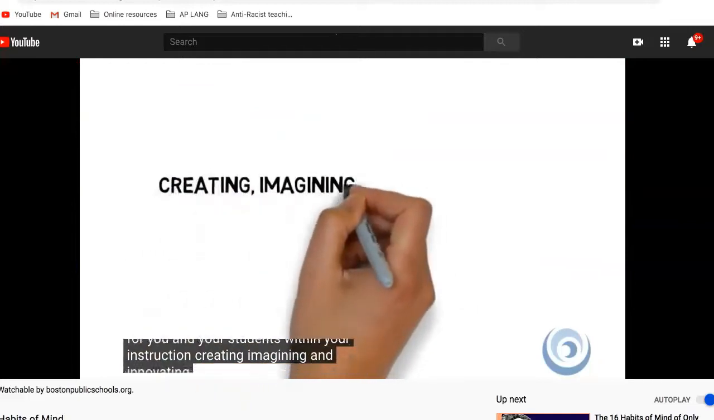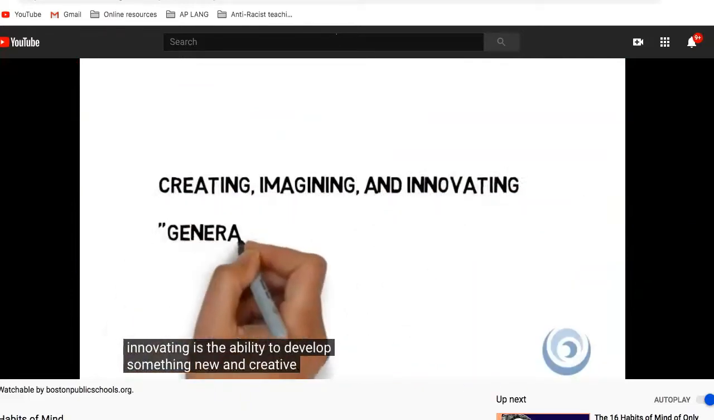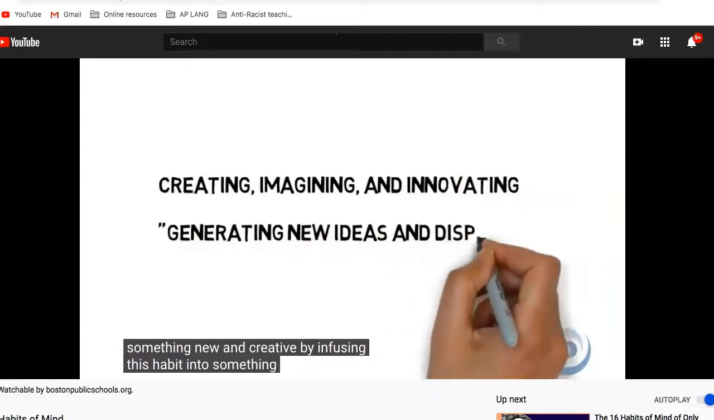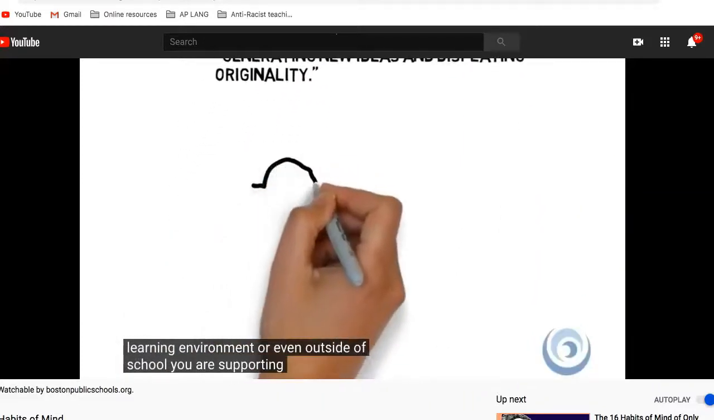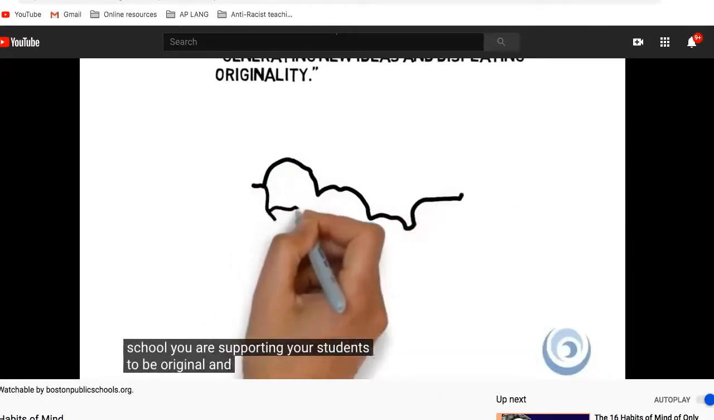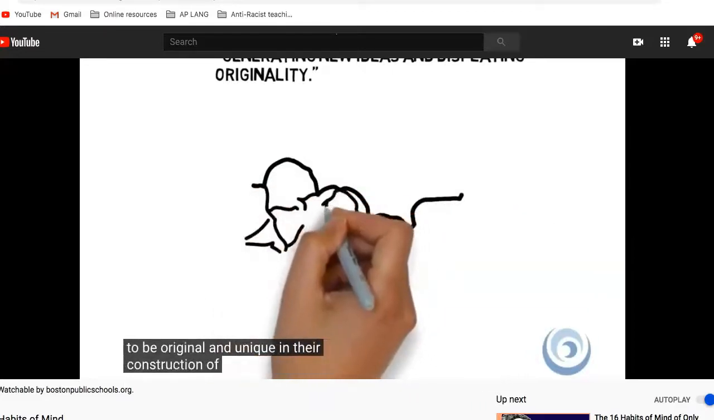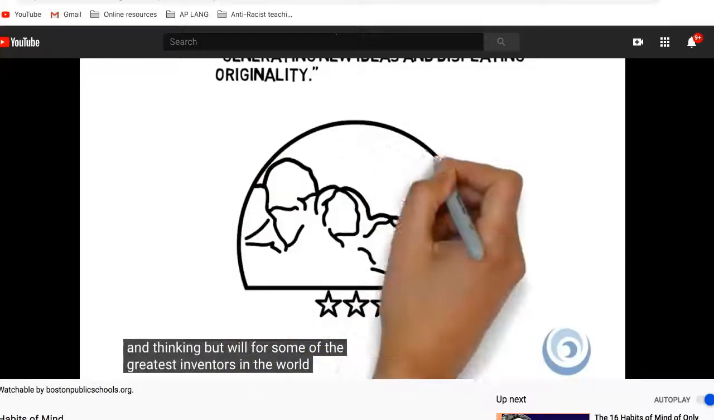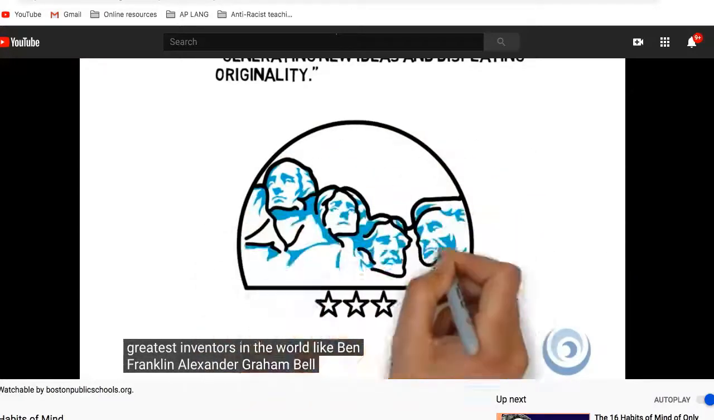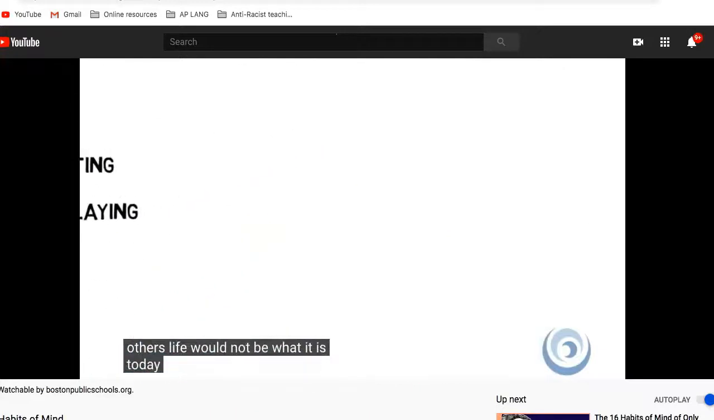Creating, imagining, and innovating is the ability to develop something new and creative. By infusing this habit into something within the learning environment or even outside of school, you are supporting your students to be original and unique in their construction of ideas, learning avenues, and thinking. If it wasn't for some of the greatest inventors in the world like Ben Franklin, Alexander Graham Bell, and others, life would not be what it is today.